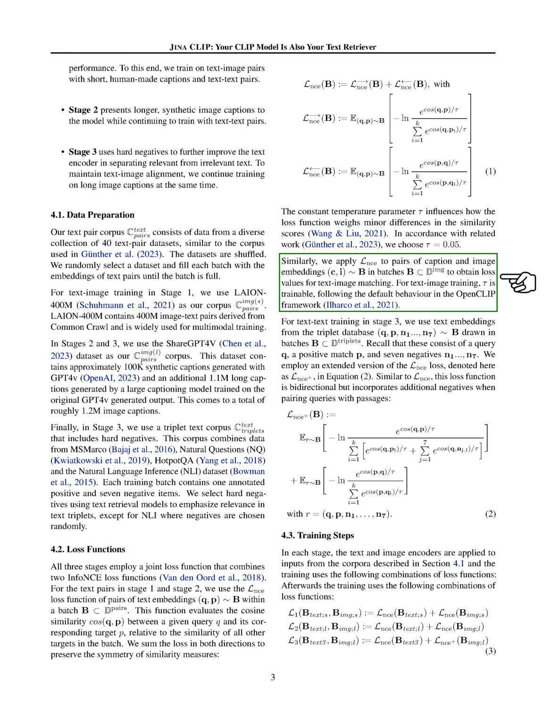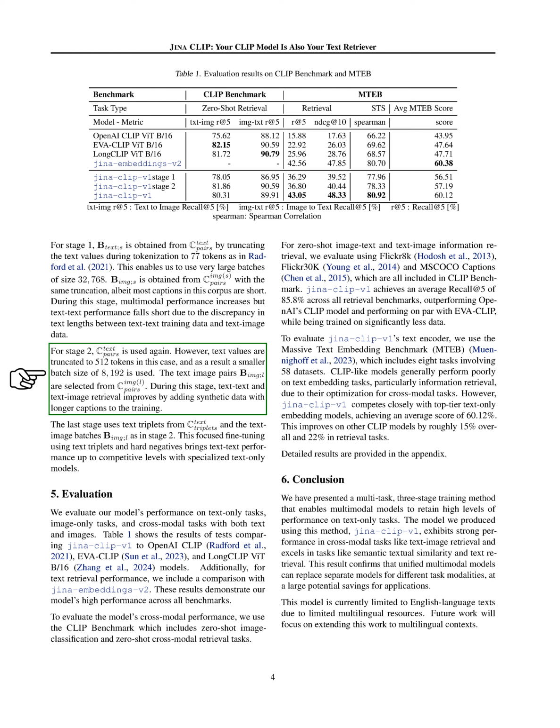Similarly, for text-image training, we use L_NCE to calculate loss values for text-image matching, with the temperature parameter tau being trainable. In stage 3, for text-text training, we utilize text embeddings from the triplet database and an extended version of the L_NCE loss, denoted as L_NCE+. In each stage, the text and image encoders process inputs from the respective corpora, and the training involves different combinations of loss functions tailored to the specific stage.